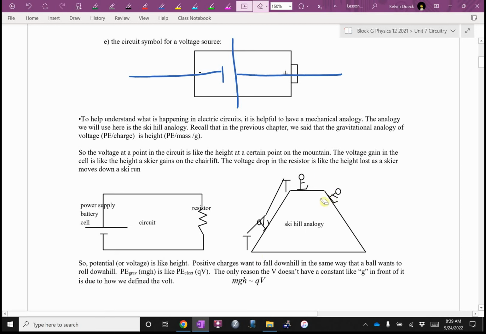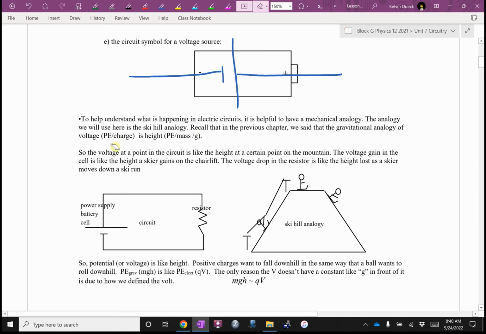Then, how do the people lose potential energy? They have to ski down a ski run. How do the charges lose that? Because remember, voltage is energy per coulomb. How do they bleed off their energy? They have to go through a resistor, and that resistor has to reduce them back to a voltage of 0. In the same way, the ski hill has to get you back to a height of 0 before you can get back on the chairlift.